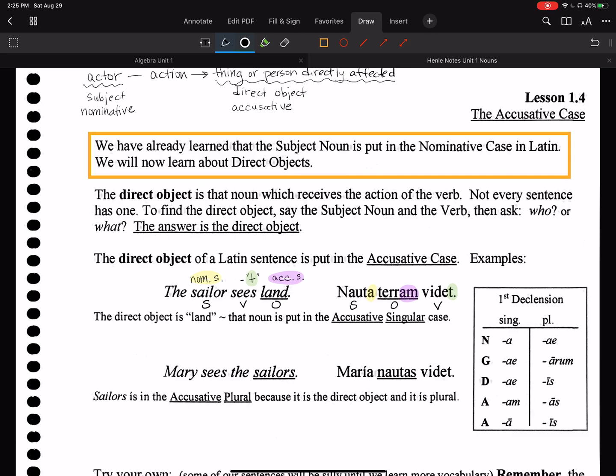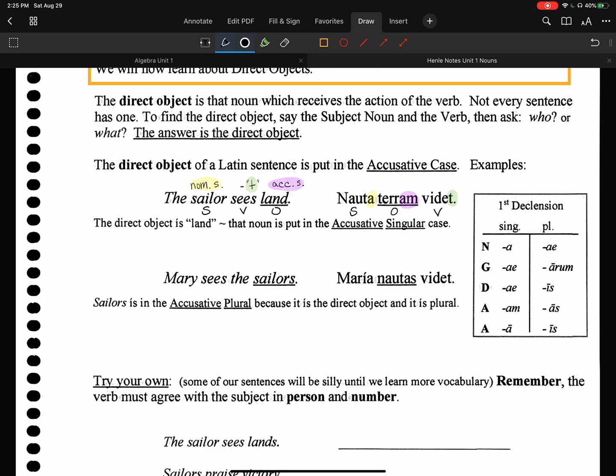So when we write Latin, I want you guys to always put the nominative subject first, then the accusative direct object second, and then the verb last. You all can get fancy with word order when you're much better.